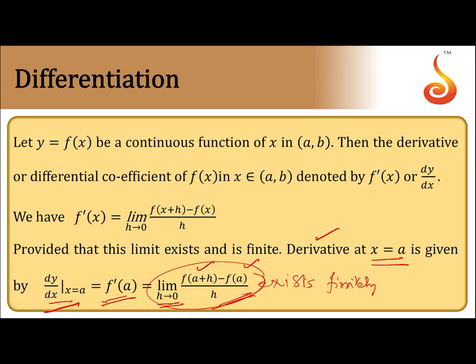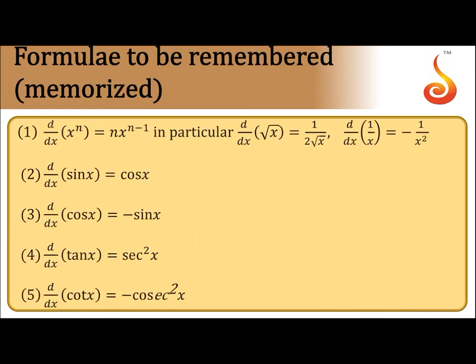And what is meant by differentiation or differential coefficient? Differentiation is a process of obtaining dy by dx. What is meant by dy by dx? That dy by dx is nothing but f dash of x, which is limit h tends to 0 of f of x plus h minus f of x by h, which exists finitely. And that f of x must be continuous over the interval. That is called differentiation.